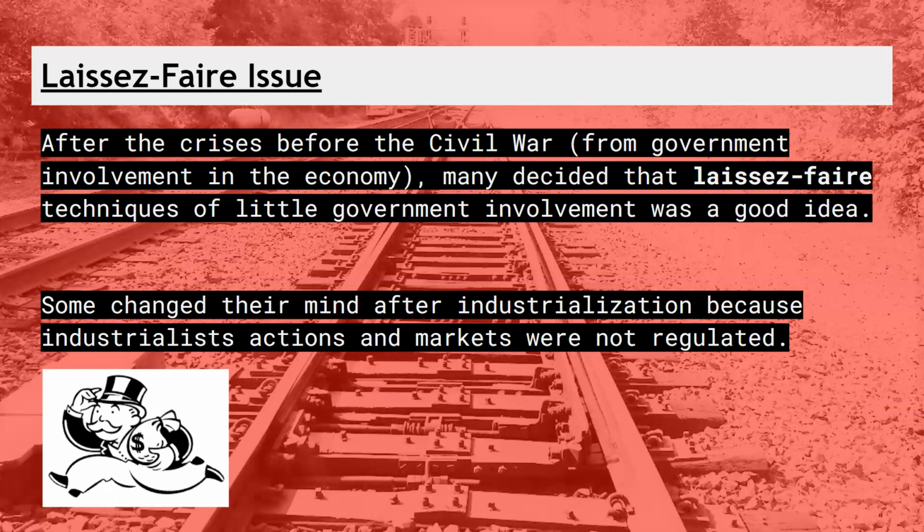Laissez-faire issue. After the crises before the Civil War, many decided that laissez-faire was a good idea. But some changed their minds after industrialization because industrialists' actions and markets were not regulated. This means they could do whatever they wanted, and there wasn't a law against that yet. So don't we have the Progressive Era coming soon? Yes. So then some of that gets fixed a little bit.